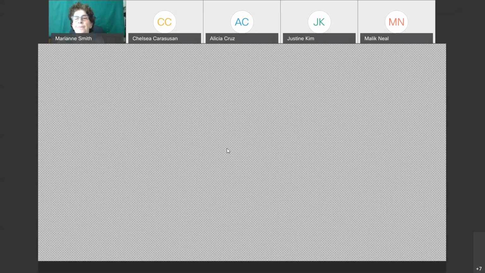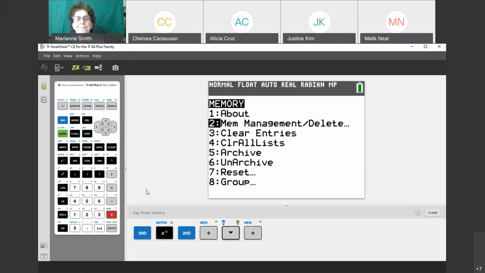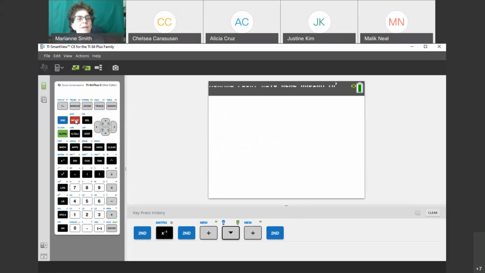I can't see it. The screen turned gray. Your screen turned gray? Oh, I'm sorry. Thank you for letting me know that. It's a separate app. I need to share it. Okay, my bad. Emulator software. How about now? Can you see it now? Yes, thank you. All right, thank you for saying something.